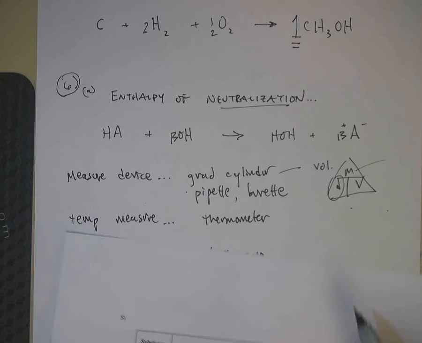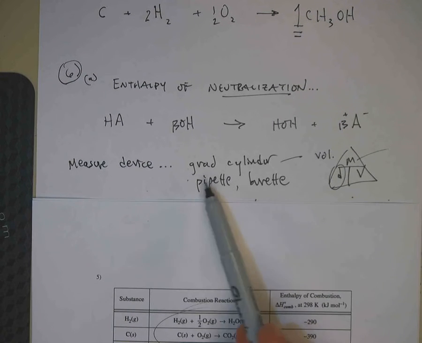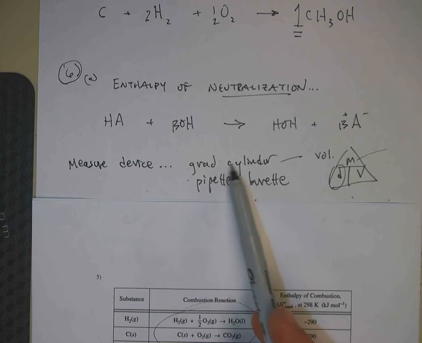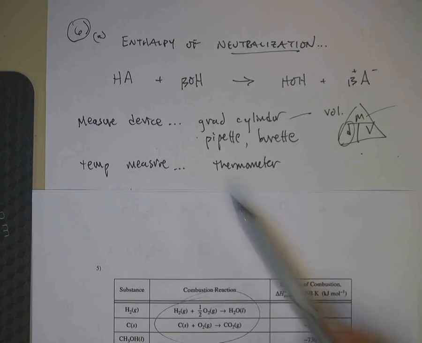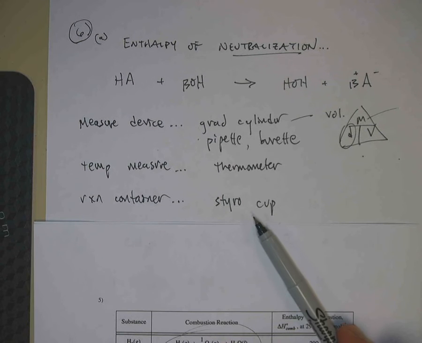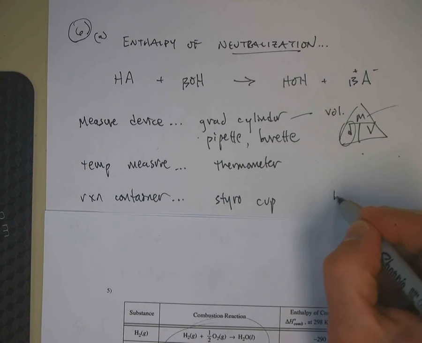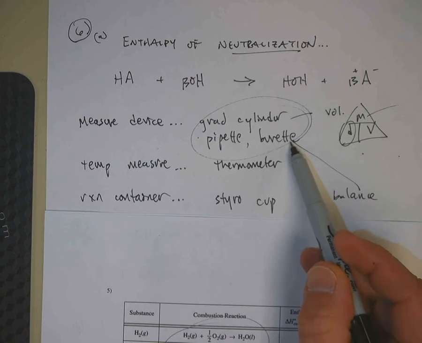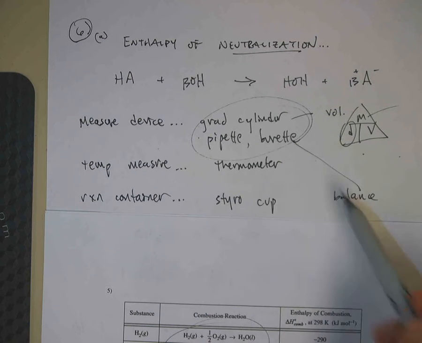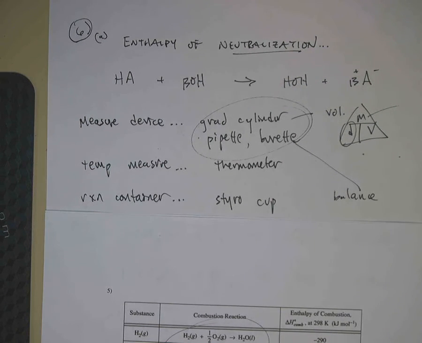I could alternatively say that I'm going to mass out each of the solutions. I'd use a pipette or a burette or a graduated cylinder to measure that. I'd need to measure the temperature, so I'd need a thermometer. And then I'd need some type of reaction container, probably like a styrofoam cup like we used for a calorimeter. Alternatively, I could say a balance if I was going to actually mass the volumes of the liquids rather than assume that their density was equal to 1 gram per milliliter.